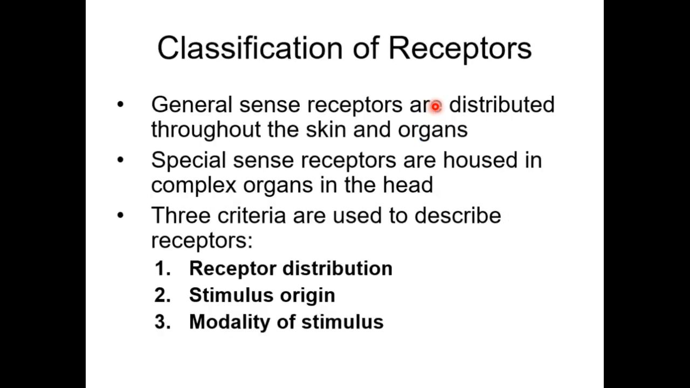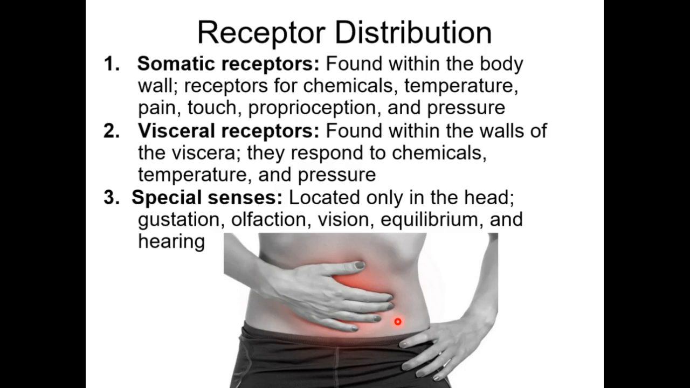Okay. All right, I think you're going to like classification of receptors. It's the perfect 8 a.m. topic. We can classify receptors by distribution, where it is. Is it somatic or visceral or special? We can go by stimulus origin. Is it a chemical? Is it light? Is it mechanical? And by modality. And again, I think you're going to love some of these vocab words.